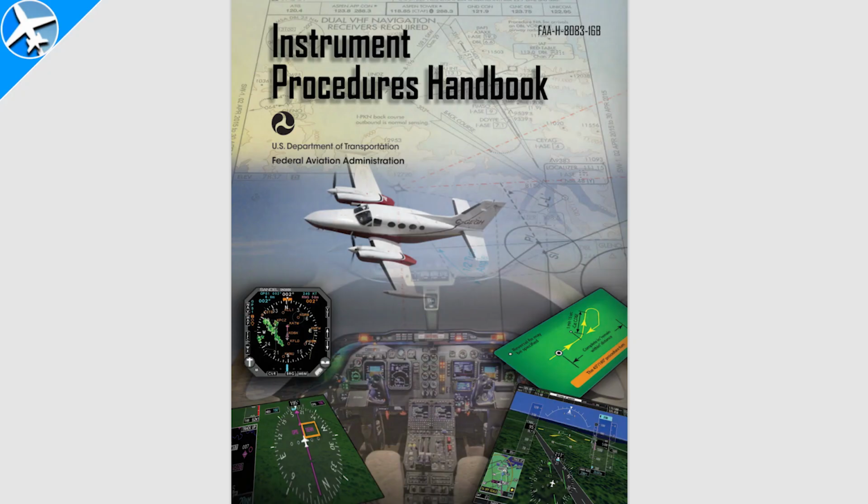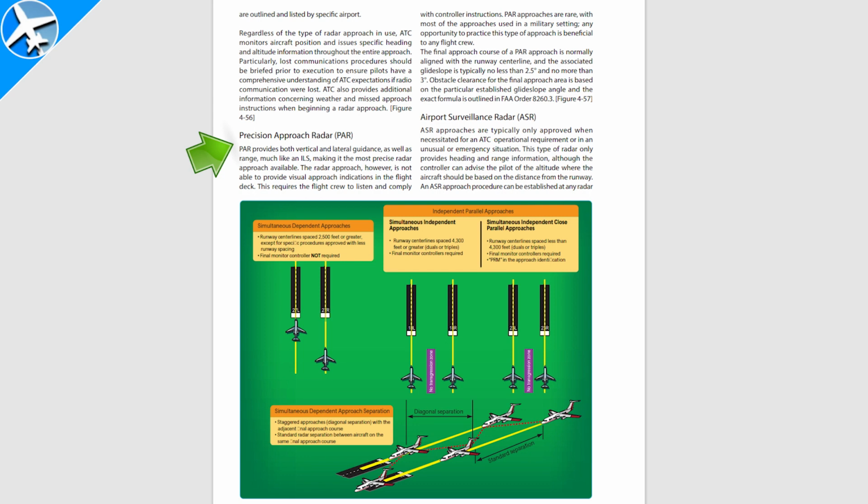If you go to the Instrument Procedures Handbook and go to Chapter 4, there's information on precision approach and airport surveillance radar approaches. And for anybody working on an instrument rating, I highly suggest talking to your ATC facility and seeing if they have an airport surveillance radar or a precision approach radar and trying one.